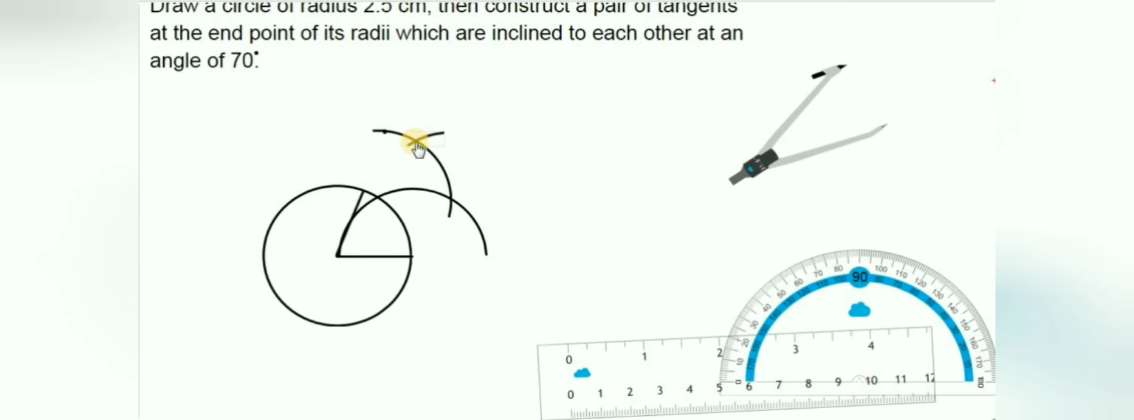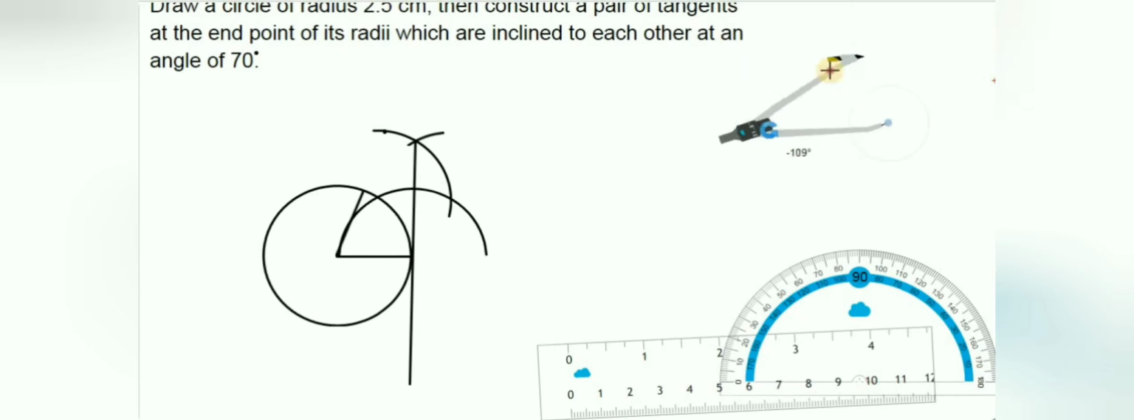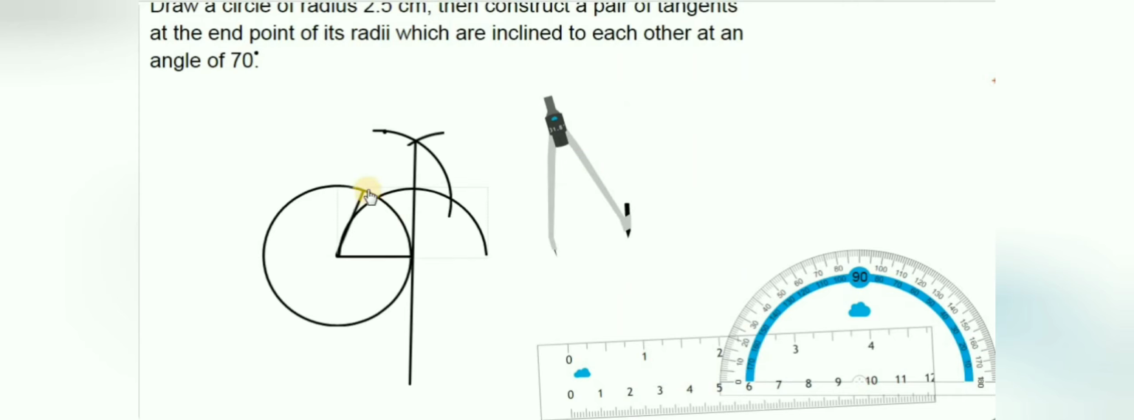After that, join the point of intersection of both the arcs and the end point of the radius with a straight line like this. This straight line is called a tangent. This is the first tangent. Like this, at the end point of the other radius, we have to construct one more tangent.